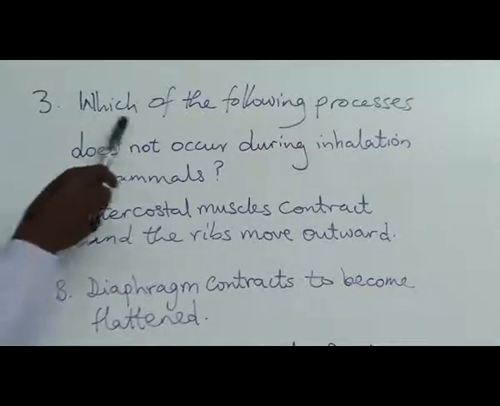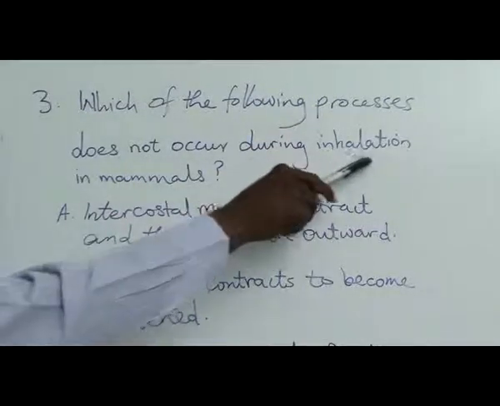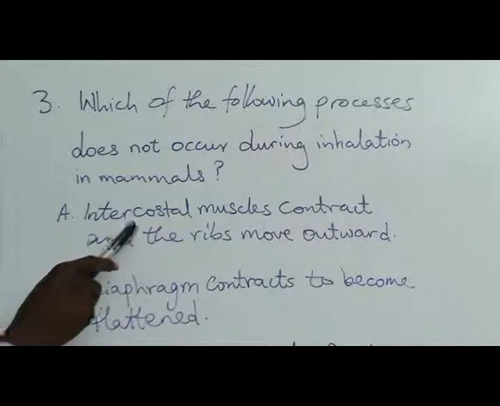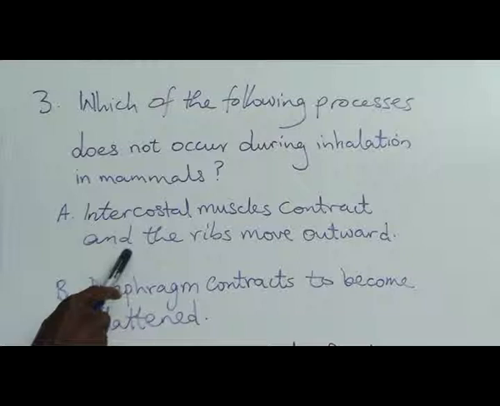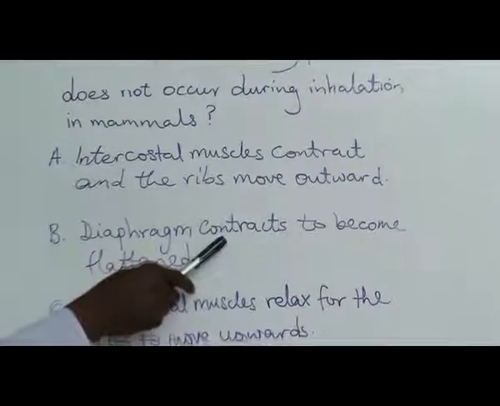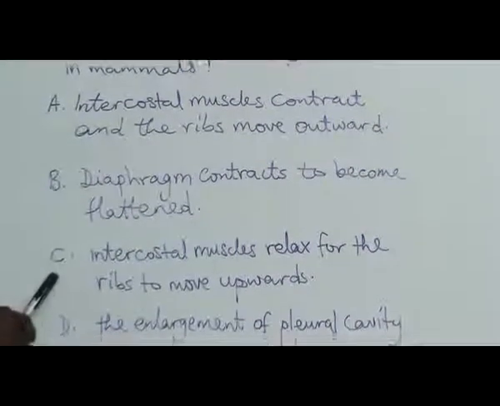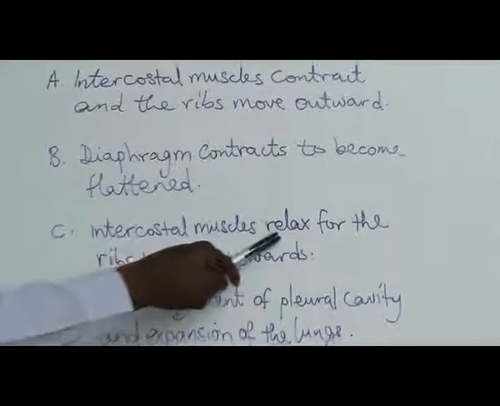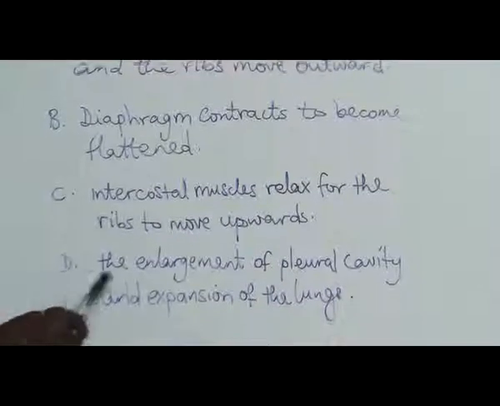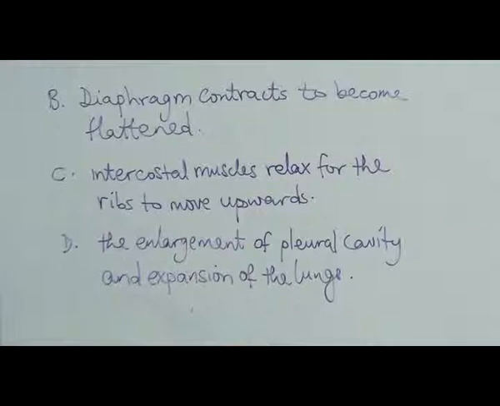Example 3. Which of the following processes does not occur during inhalation in mammals? Option A. Intercostal muscles contract and the ribs move outwards. B. Diaphragm contracts to become flattened. C. Intercostal muscles relax for the ribs to move upwards. D. The enlargement of pleural cavity and expansion of the lungs.